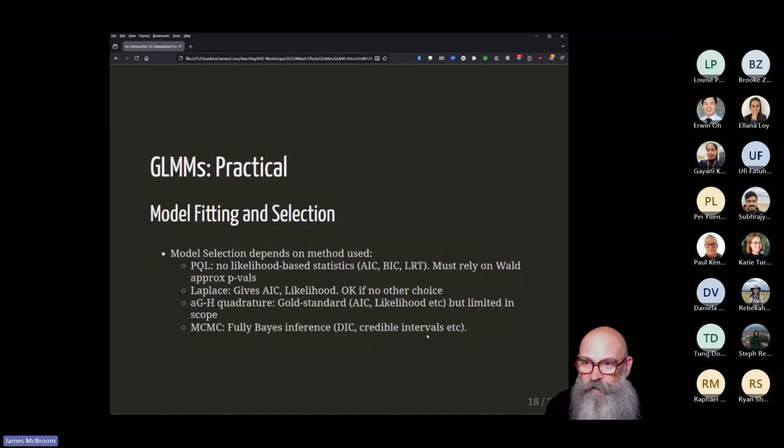And again, if you want to go full Bayes, you've got the gamut of inference available to you. You've got model averaging, you've got Bayesian information criterion, deviance information criterion. You've got all sorts of good stuff, credible intervals, etc.